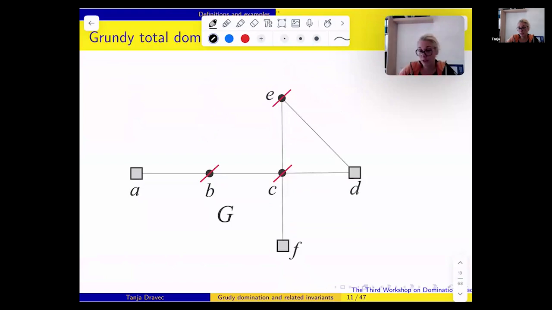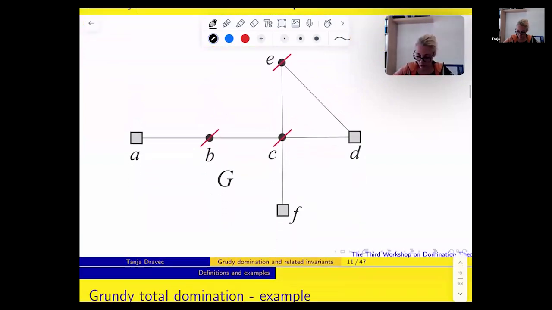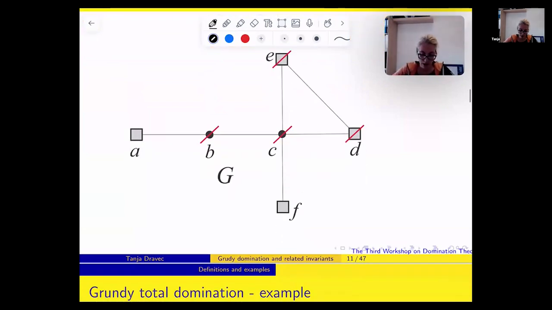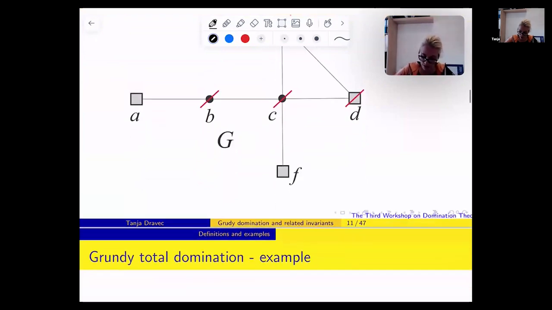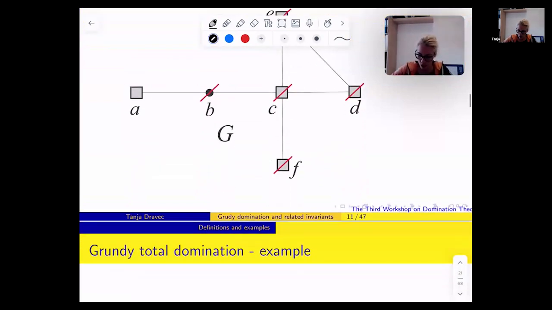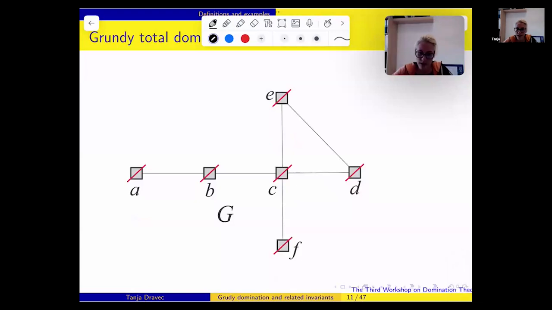Now I can put D in the sequence, which will totally dominate just E. And now I can continue by putting E in the sequence, and E will totally dominate D. Now I can, of course, put C in the sequence, so C will totally dominate F. And finally, I can put B in the sequence because B will totally dominate A. So what we find out is that the Grundy total domination number of this graph equals 6. Okay?